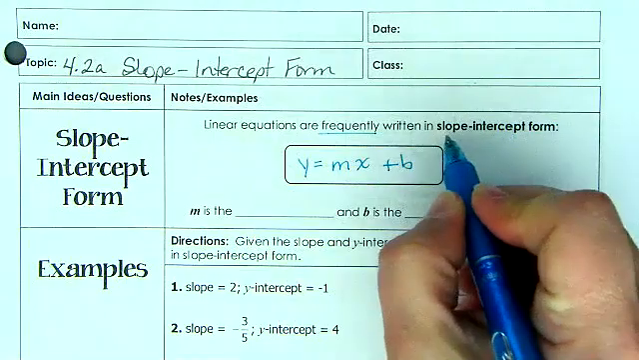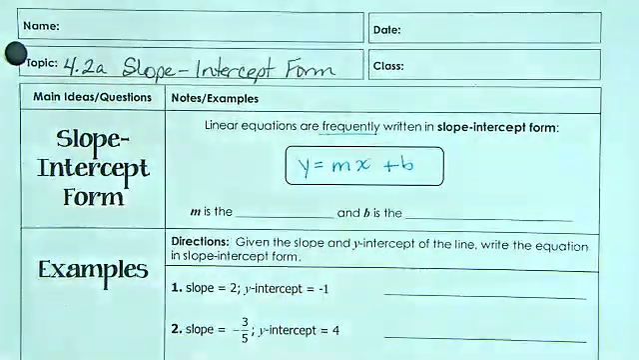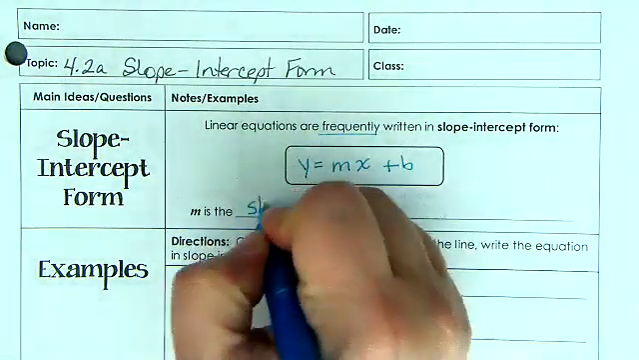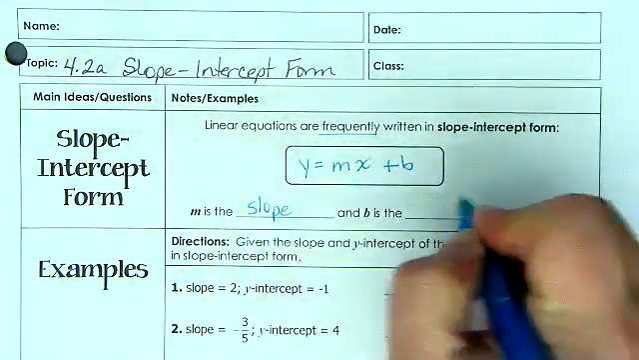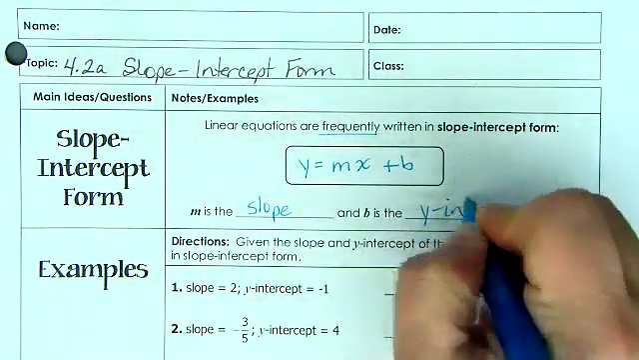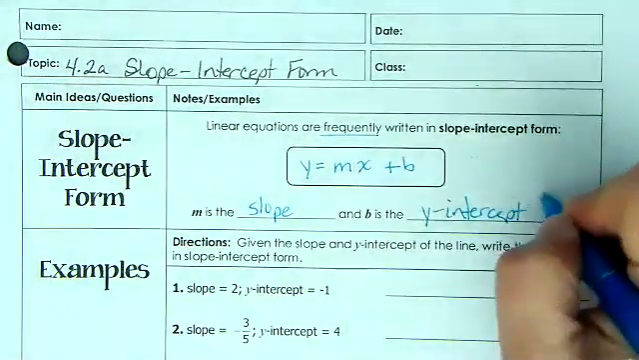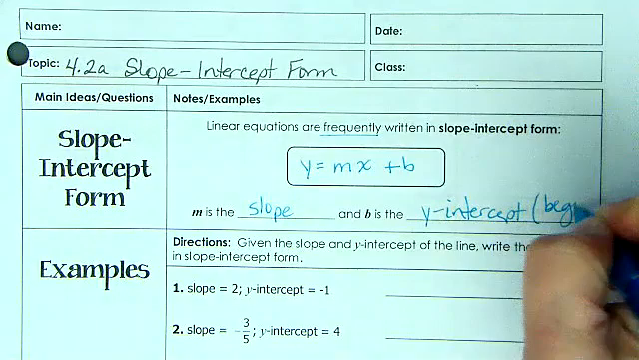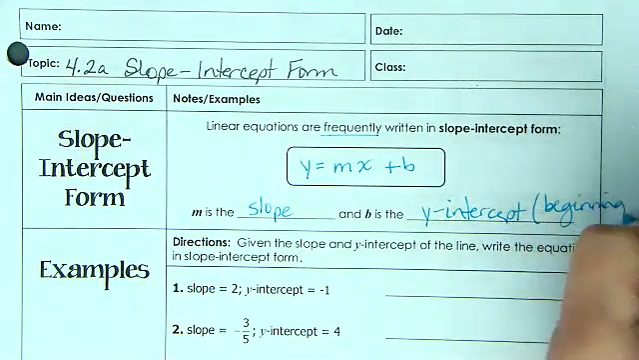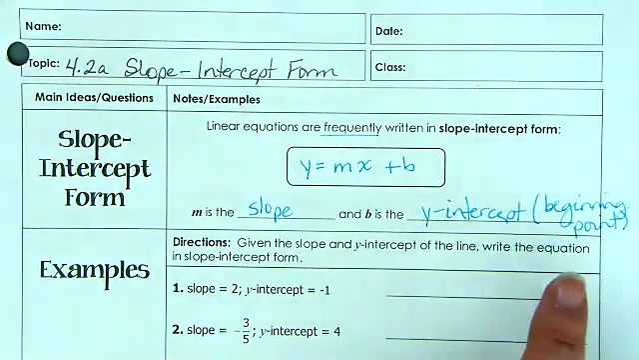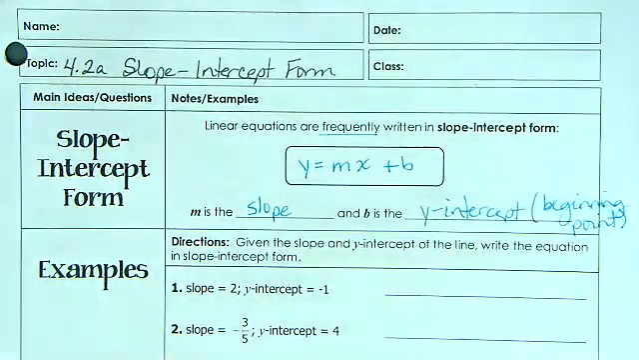And the name slope-intercept helps you, because the m is always your slope and the b is your y-intercept, or what I affectionately refer to as the beginning point. You always plot this point first when you are graphing, if you're going from the equation to a graph.